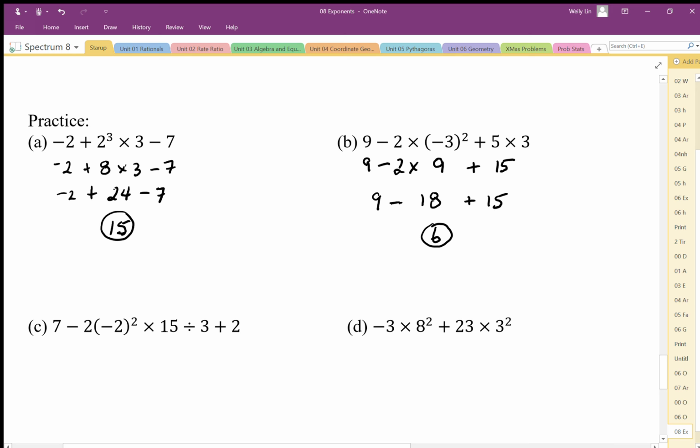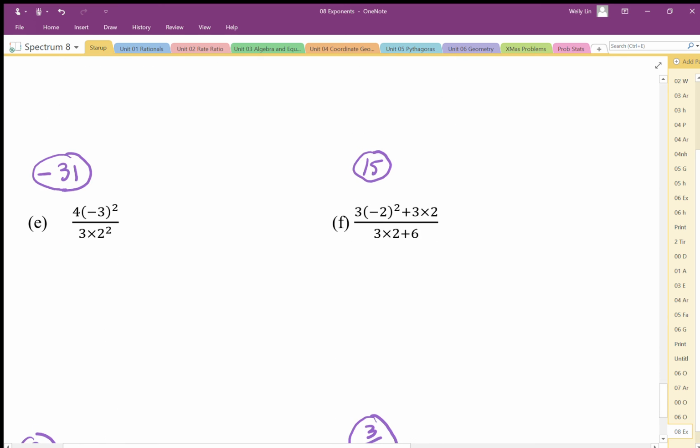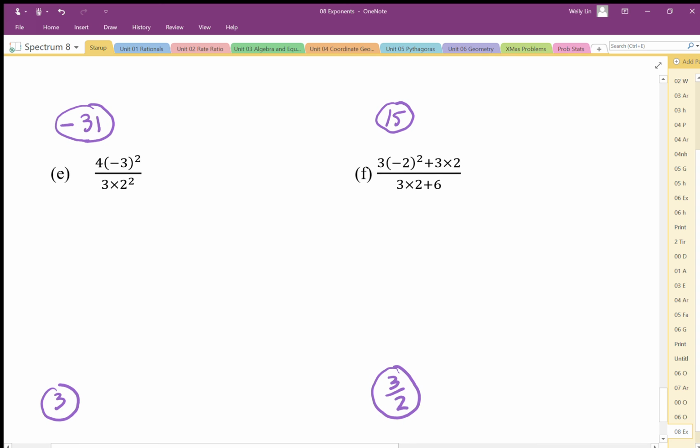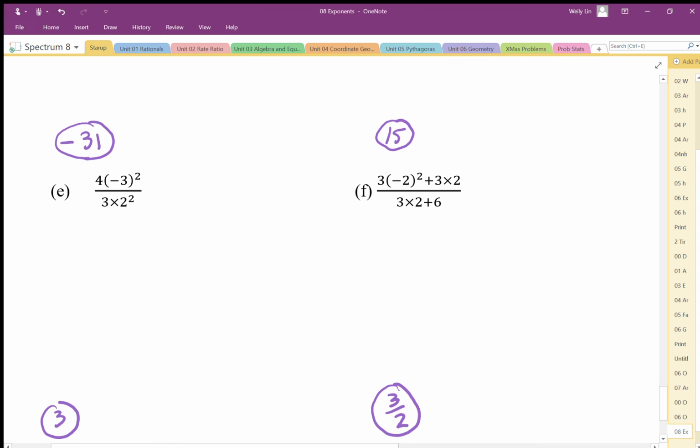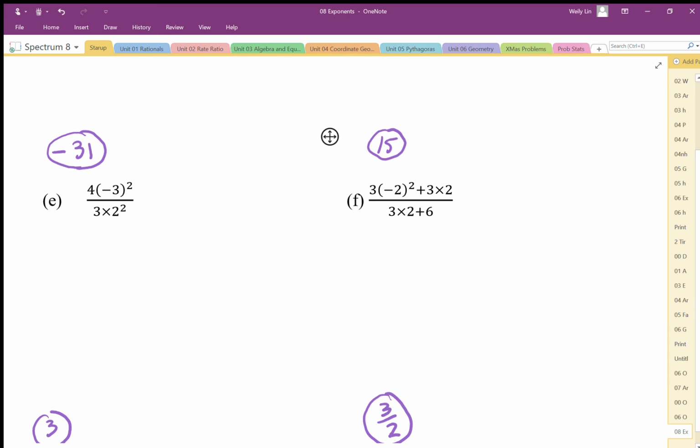So again, do these next ones on your own. Check your answers. Make sure you show all the steps. The solutions are given here. Okay, so you can check the answers of these if you like. So for C is negative 31, D is 15, E is 3, and F is 3 over 2, or 1.5. Okay, try to do these without a calculator. Make sure you show all your steps, and do not compress too many steps into one.